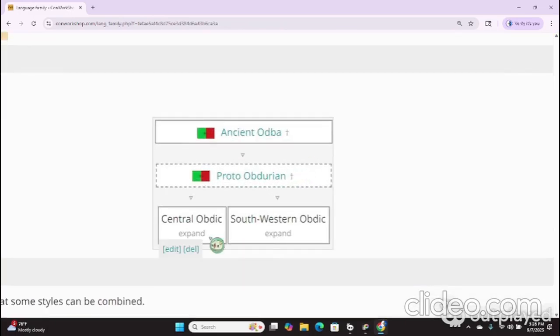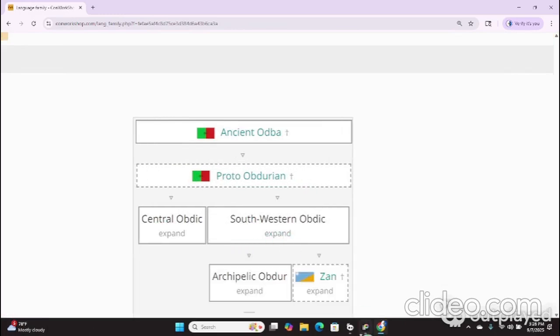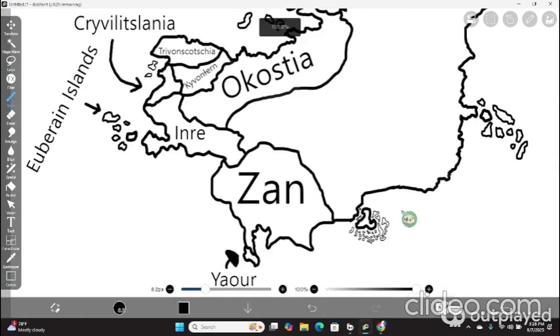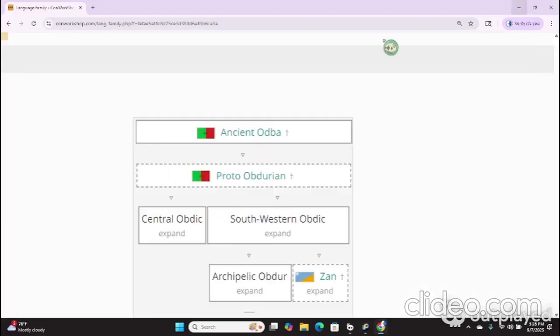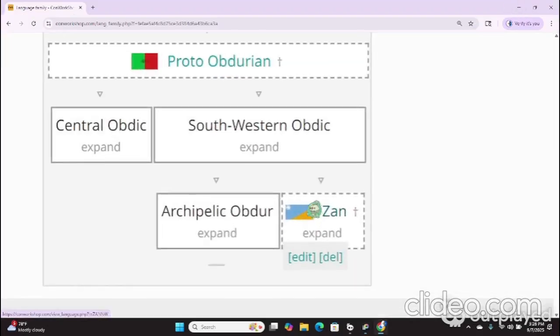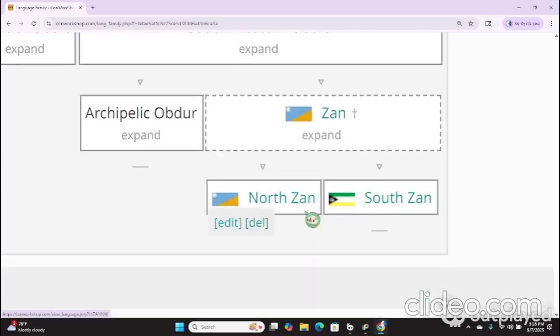Now the family tree. There's more parts, but our two main split offs are Southwestern Ubdic, which is here, and Central Ubdic, which is more up here. This still counts as Central Ubdic, but it gets into another part we'll explain later. Southwestern goes into Old Jan, Proto Jan, and then these two split into North and South Jan respectively.